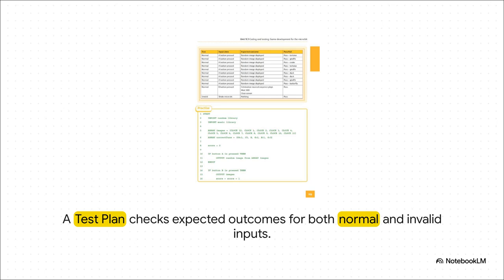We test all the normal stuff, but we also got to test the weird stuff, the invalid inputs. Like, what if someone shakes the microbit? Well, according to our plan, nothing should happen. Testing this makes sure our code is solid.